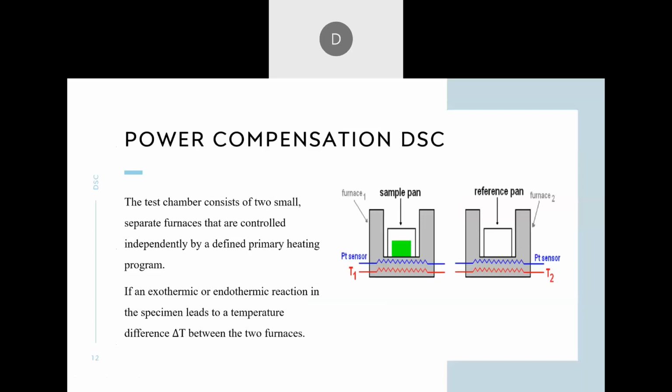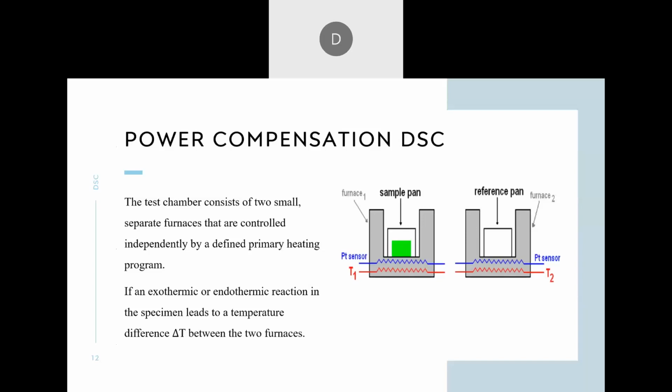Now coming to the power compensation DSC. Power compensation DSC basically has two furnaces, one for the sample and another for the reference. So two different furnaces and two different powers are given to the sample and reference. In order to maintain a constant temperature between them, whenever a controlled temperature program is set, either a cooling or a heating program, whatever transition takes place in the sample, we need to compensate by either increasing or decreasing our power input.